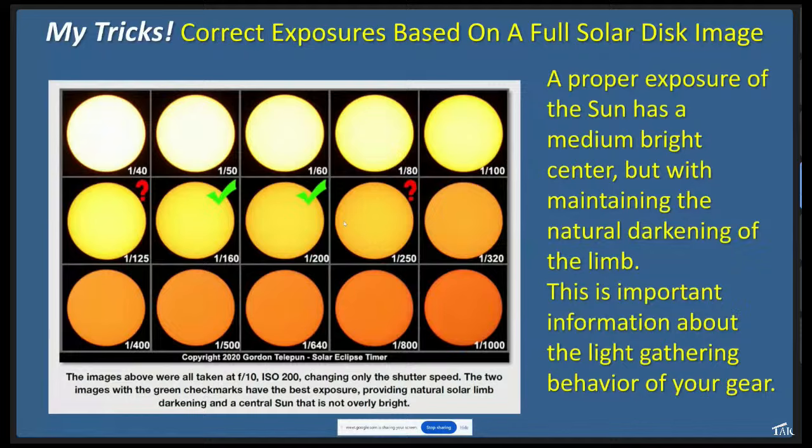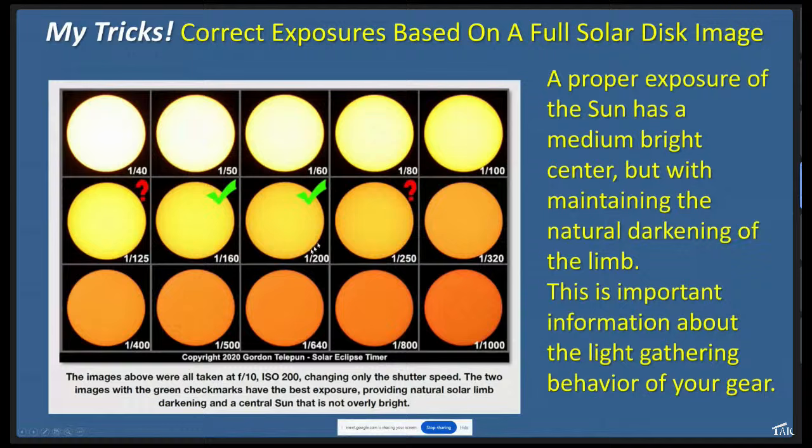So here's the big trick. This is my big trick for eclipse photography with my experience from imaging the eclipses in the past. The plan is to go out on a day and you're going to have a fixed f-stop, and you're going to choose an ISO of maybe 200, and then take a range of shutter speeds of the full solar disk and then look at them on your computer. What you're looking for is a shutter speed that gives a nice balanced yellow disk image. So a little bright in the center, but not enough to wash out your sunspots. And you have to preserve limb darkening, because the sun has natural limb darkening.